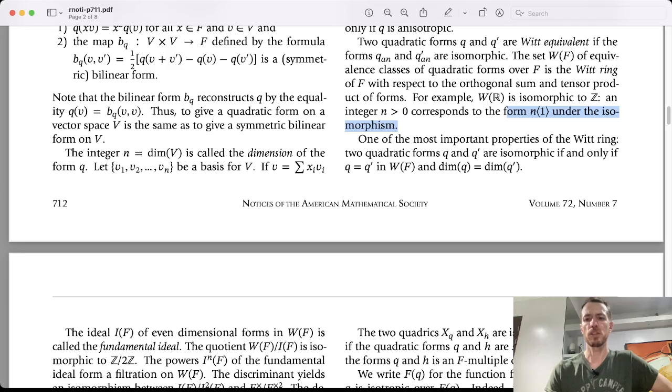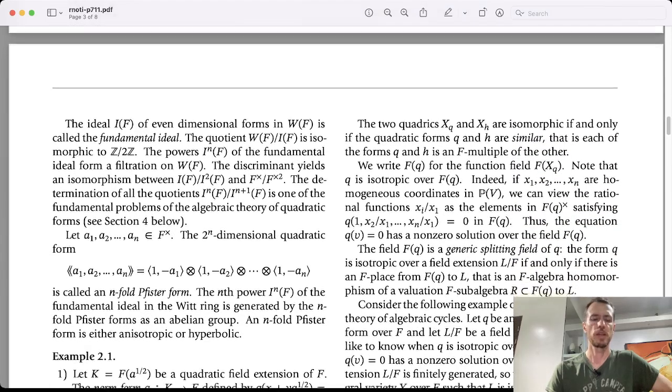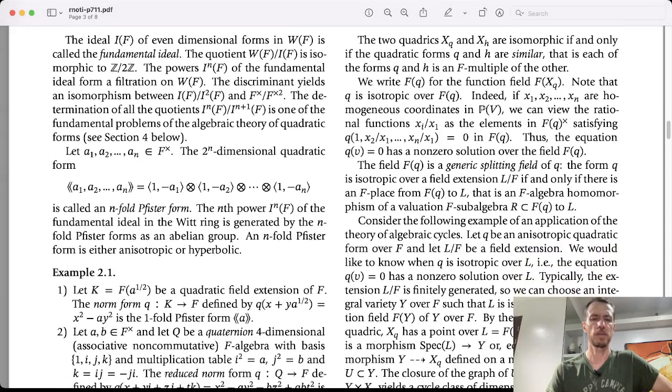One of the most important properties of the Witt ring: two quadratic forms Q and Q′ are isomorphic if and only if Q = Q′ in the Witt ring of F and dim Q = dim Q′. The ideal I(F) of even dimensional forms in the Witt ring of F is called the fundamental ideal. The quotient W(F)/I(F) is isomorphic to ℤ/2ℤ. The powers Iⁿ(F) of the fundamental ideal form a filtration on the Witt ring of F.